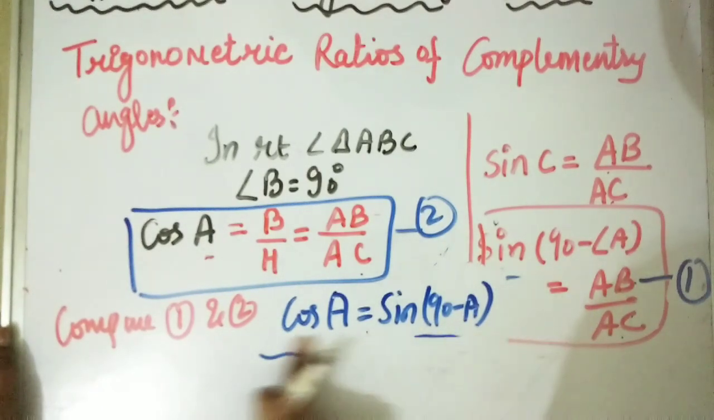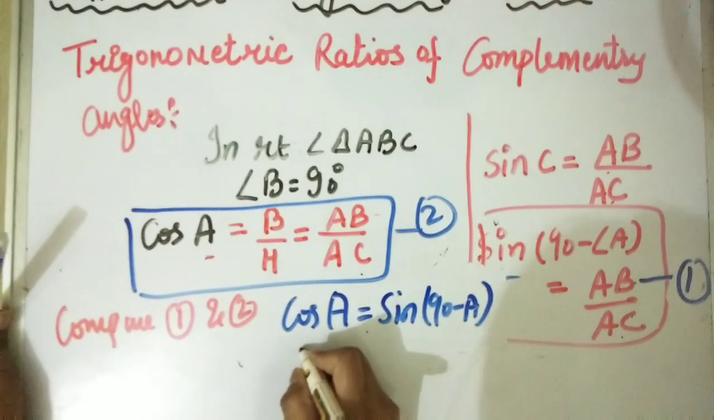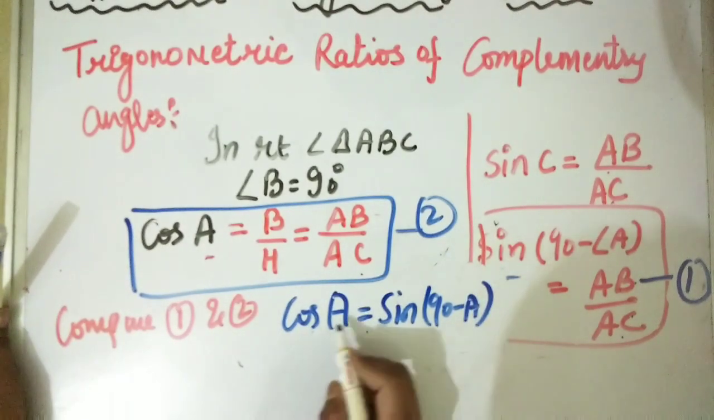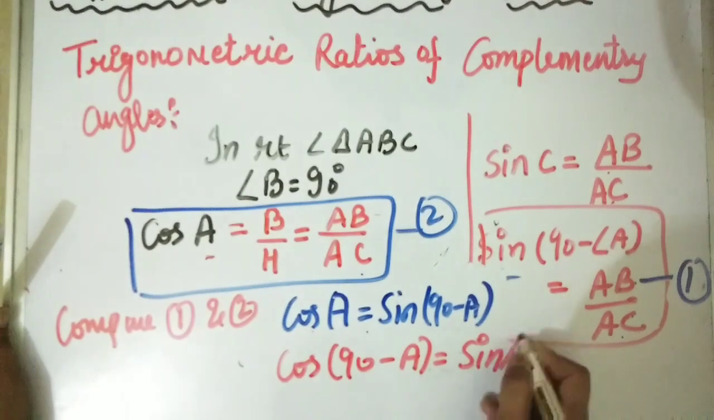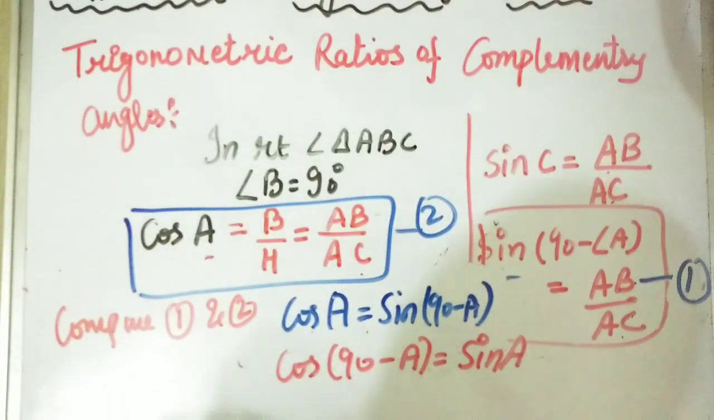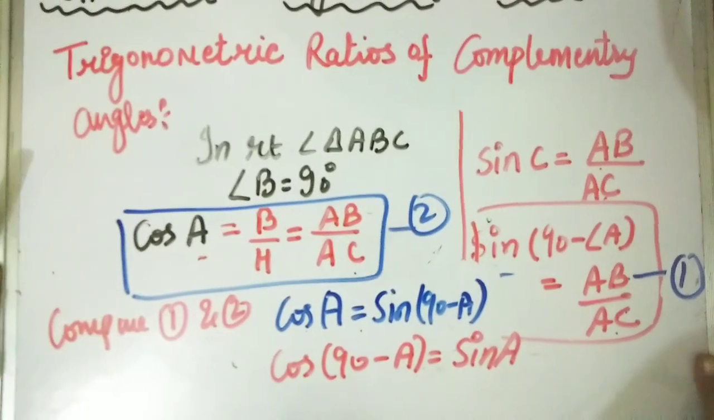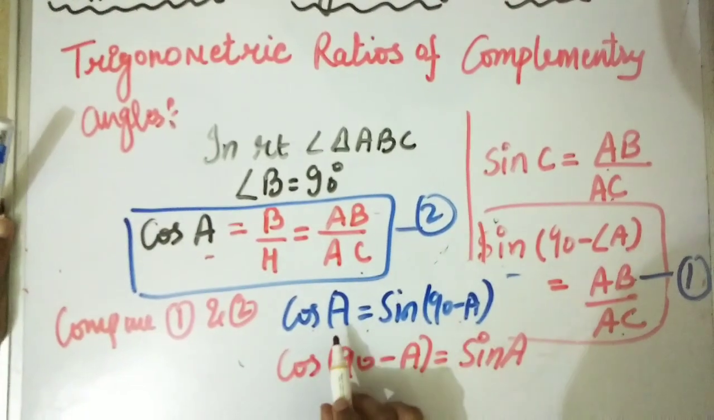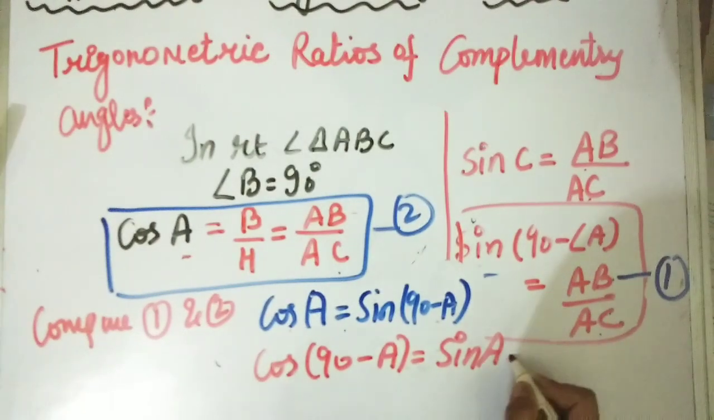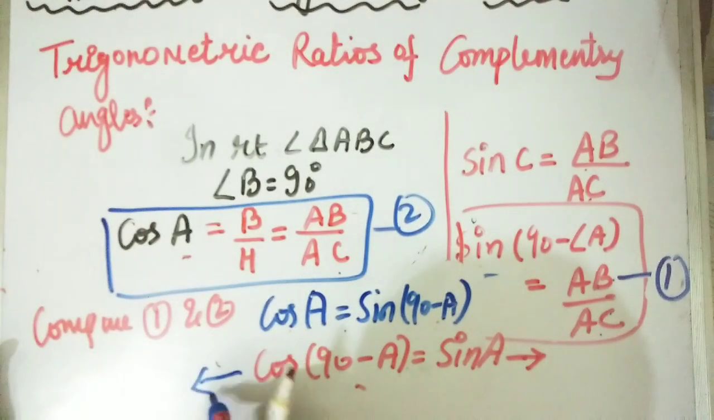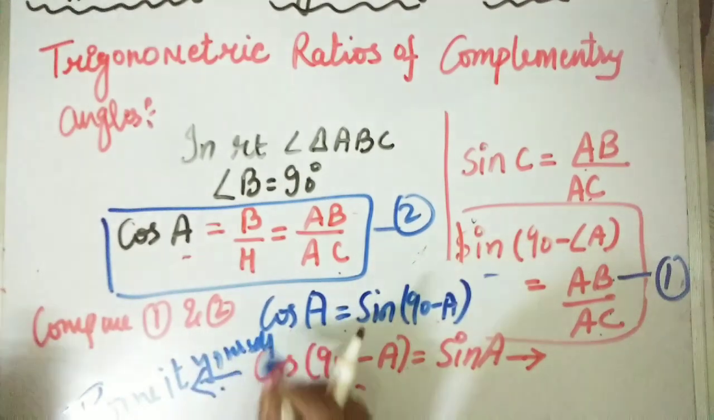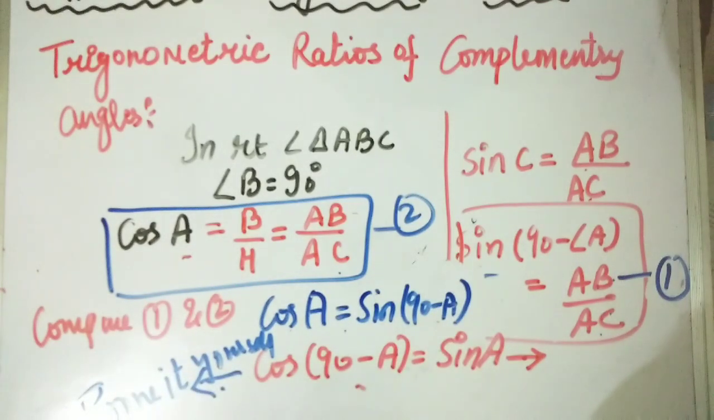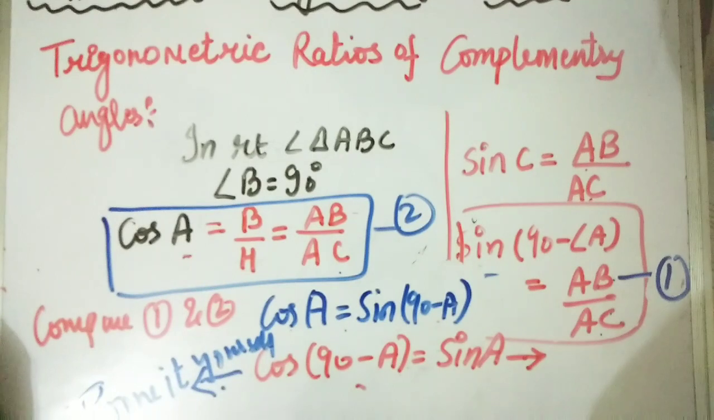In the same way, if you find the value of cos 90 minus A, it will be sin A, right? So cos 90 minus A equals sin A, and sin 90 minus A equals cos A. So students, I am not going to repeat this result. You have to prove it yourself. Prove it yourself, right? The next concept I am going to prove is tan 90 minus A equals cotangent A.